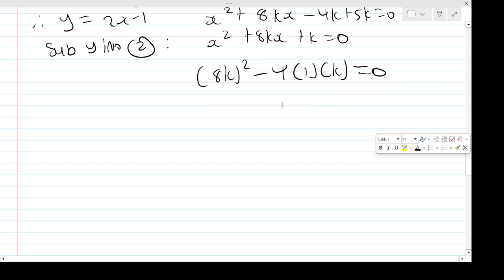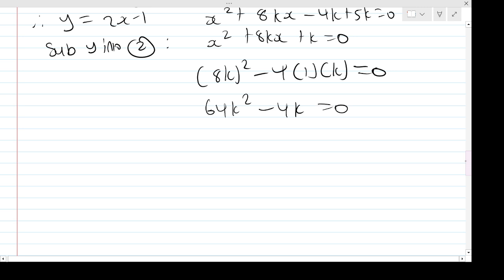Then I can expand this bracket, right? 8k squared, remember, is 8 squared, which is 64k squared. So I have to square both numbers inside the bracket. Remember the index laws we did in the first chapter? So 64k squared minus 4k, if I times 4 by 1 by k. There we are, and that equals 0.